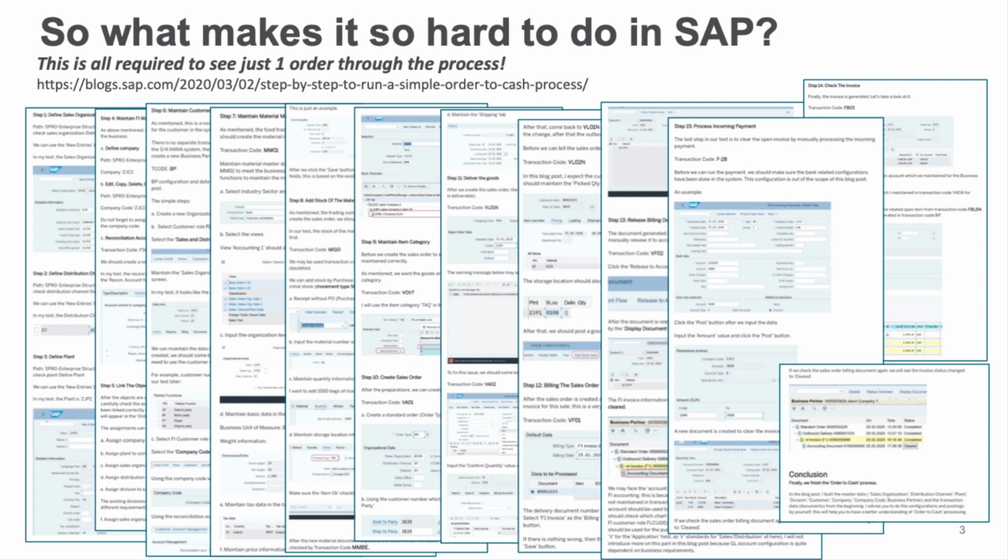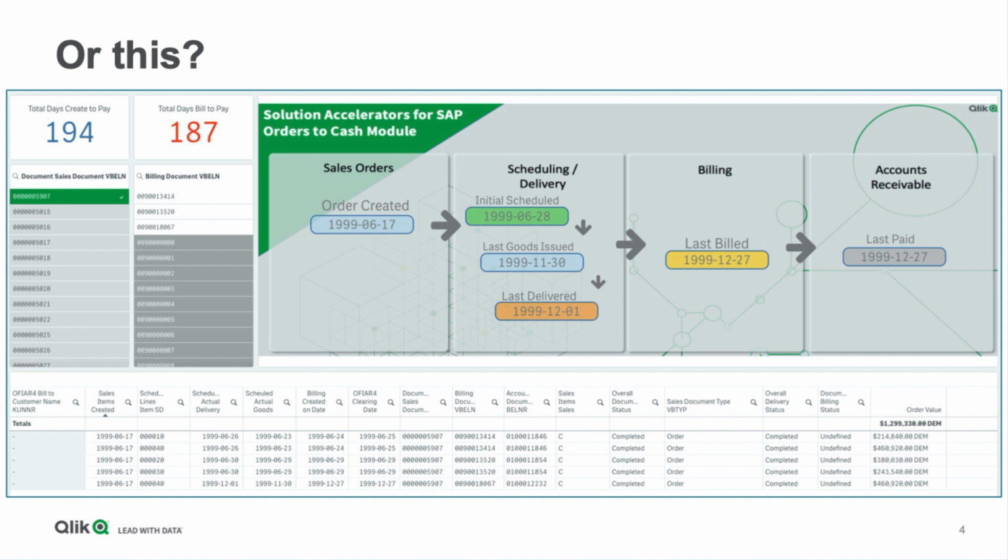For example, here's what it takes to pull out that orders to cash information in SAP, all these different screens to get that visibility. Now, what we've done in Click is make it easier. We can actually see all of the flow and transformations of a document from creation through completion in a single screen, as well as all the other analytics related to orders to cash.